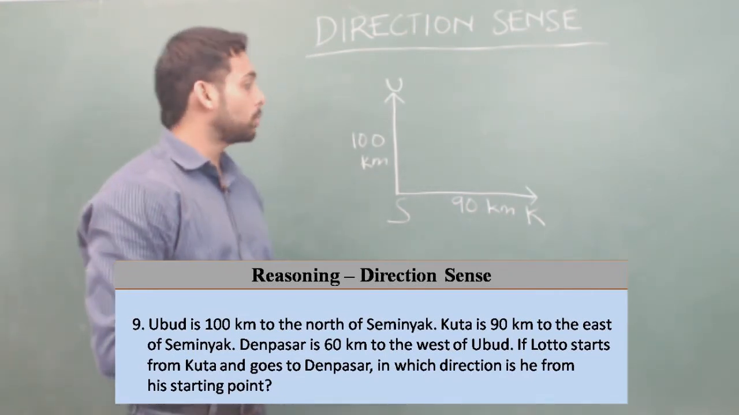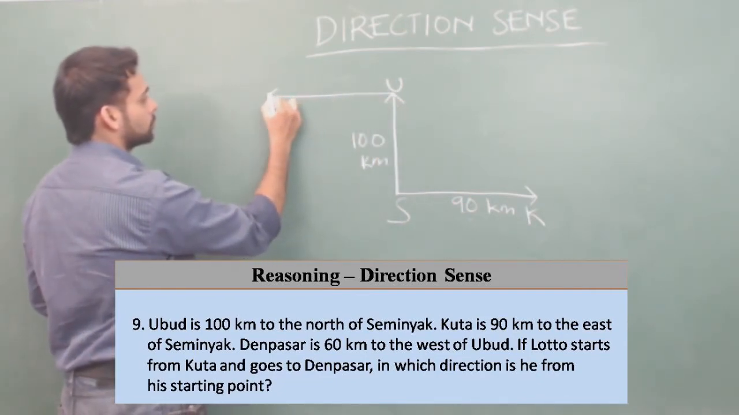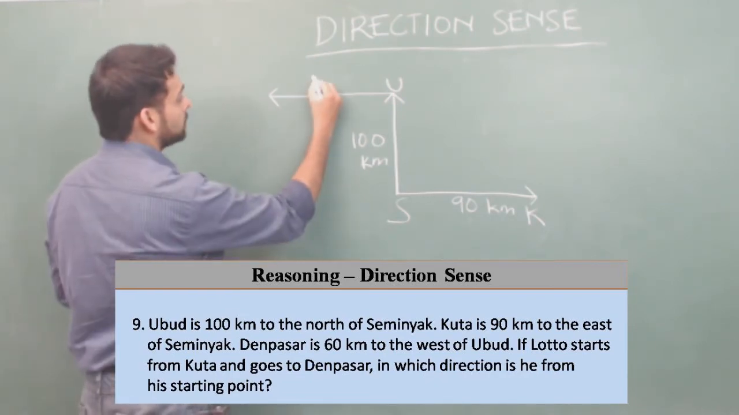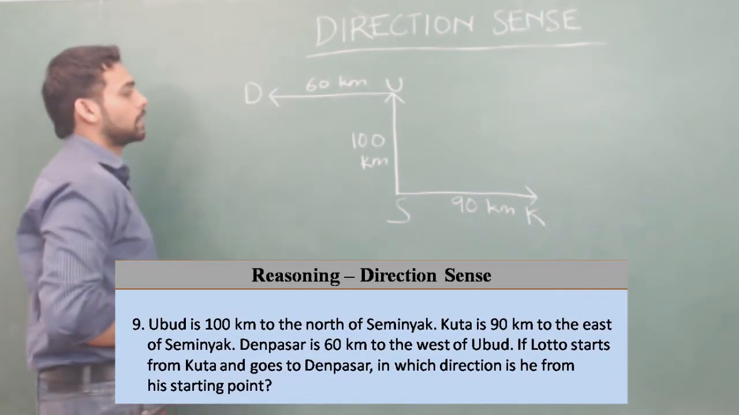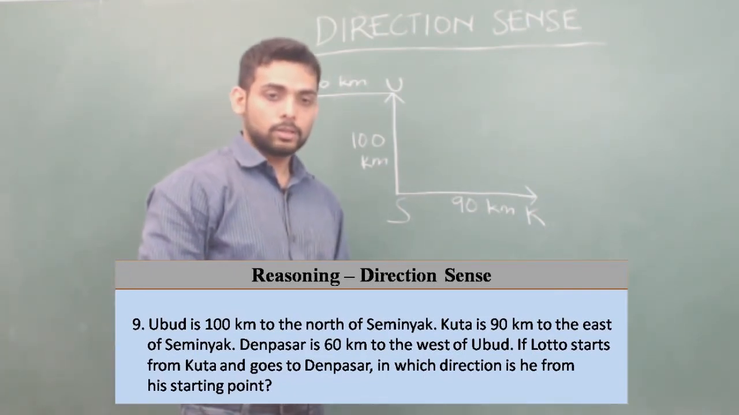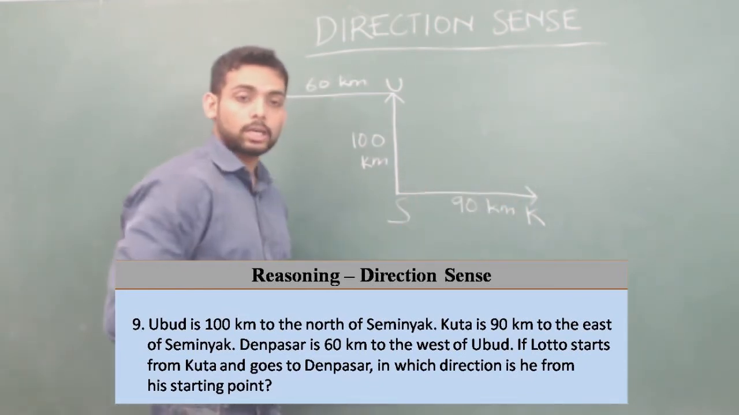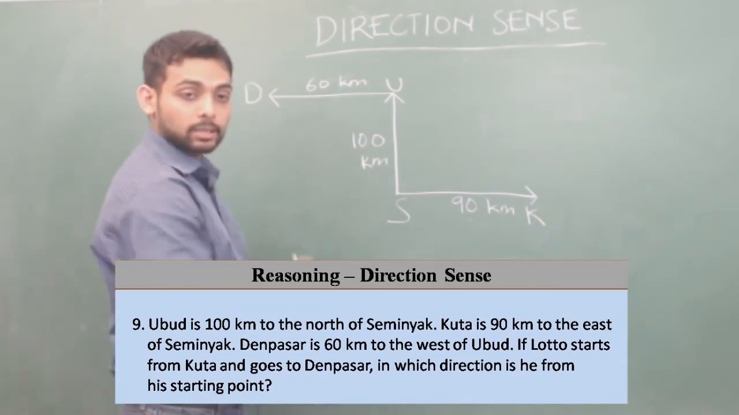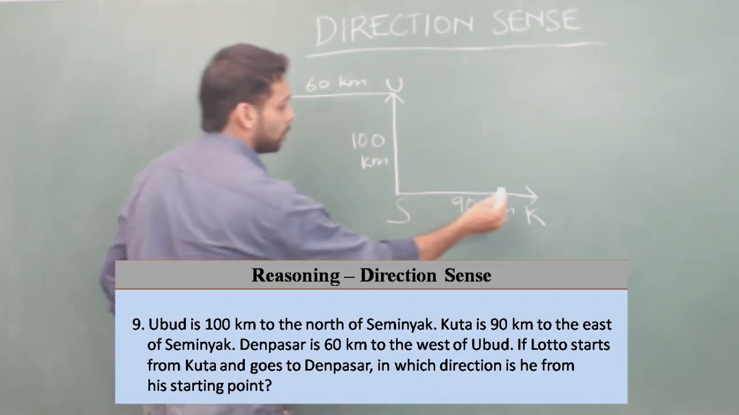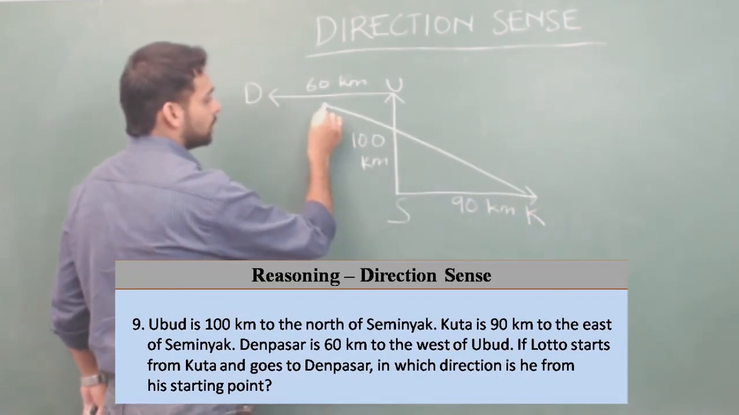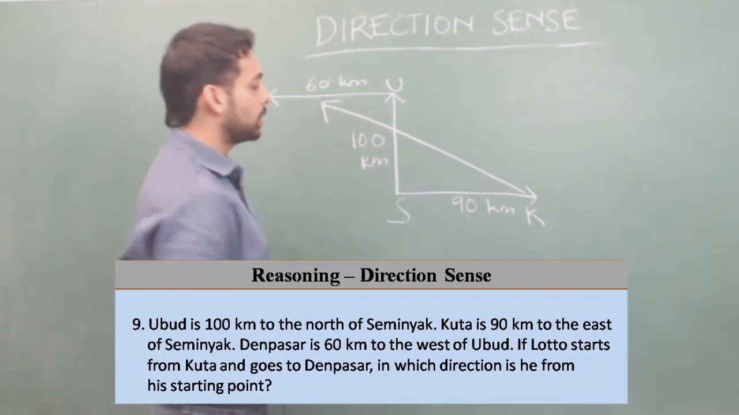Denpasar is 60 kilometers to the west of Ubud. Okay. So from Ubud I'll go west by 60 kilometers. And I have the town of Denpasar over here. If a person called Lotto starts from Kuta and goes to Denpasar, in which direction is he from his starting point? So if I draw an arrow from Kuta to Denpasar, it is in this direction, upwards and towards the west.